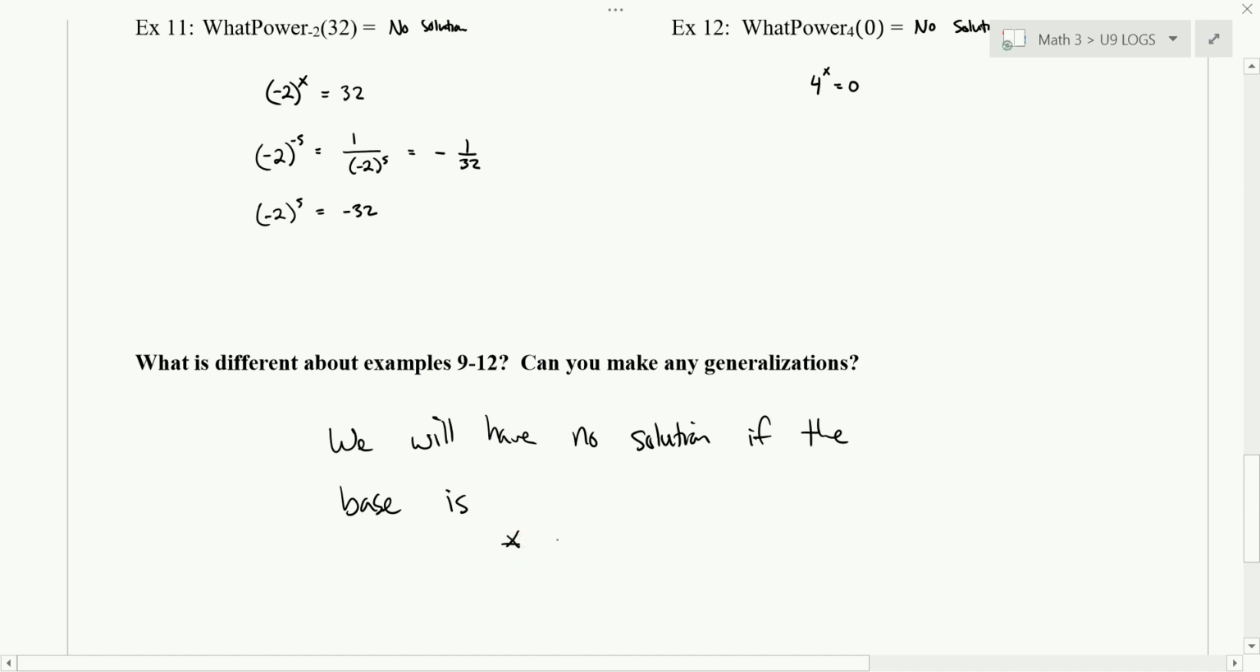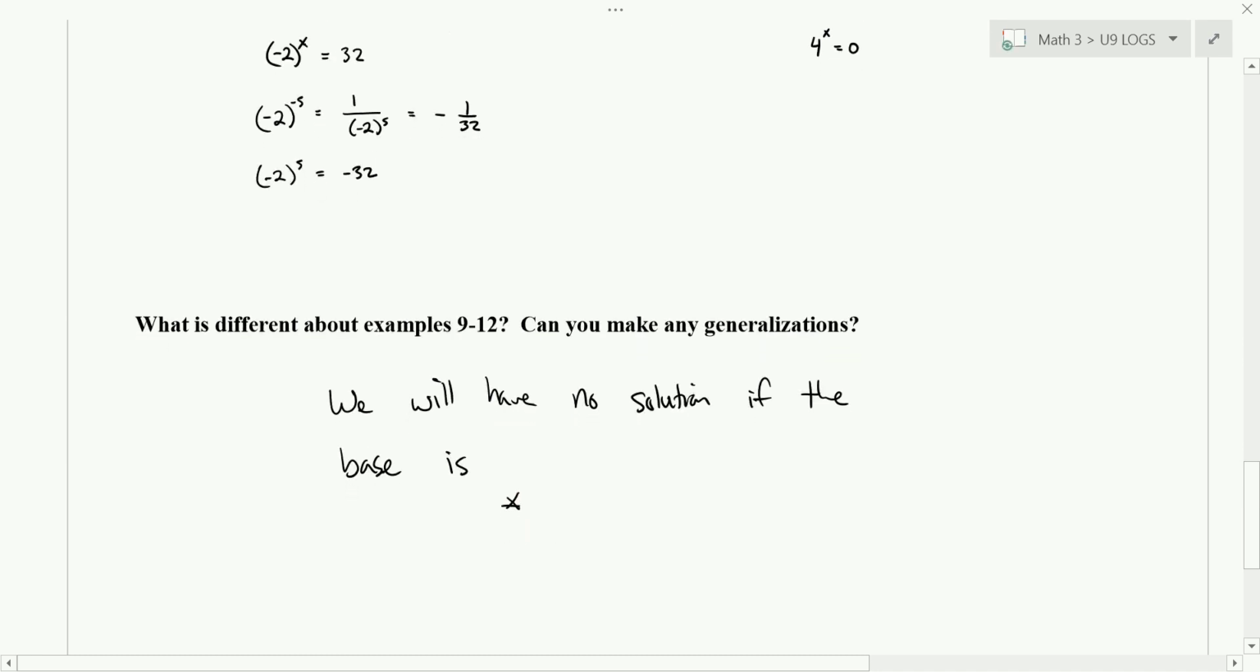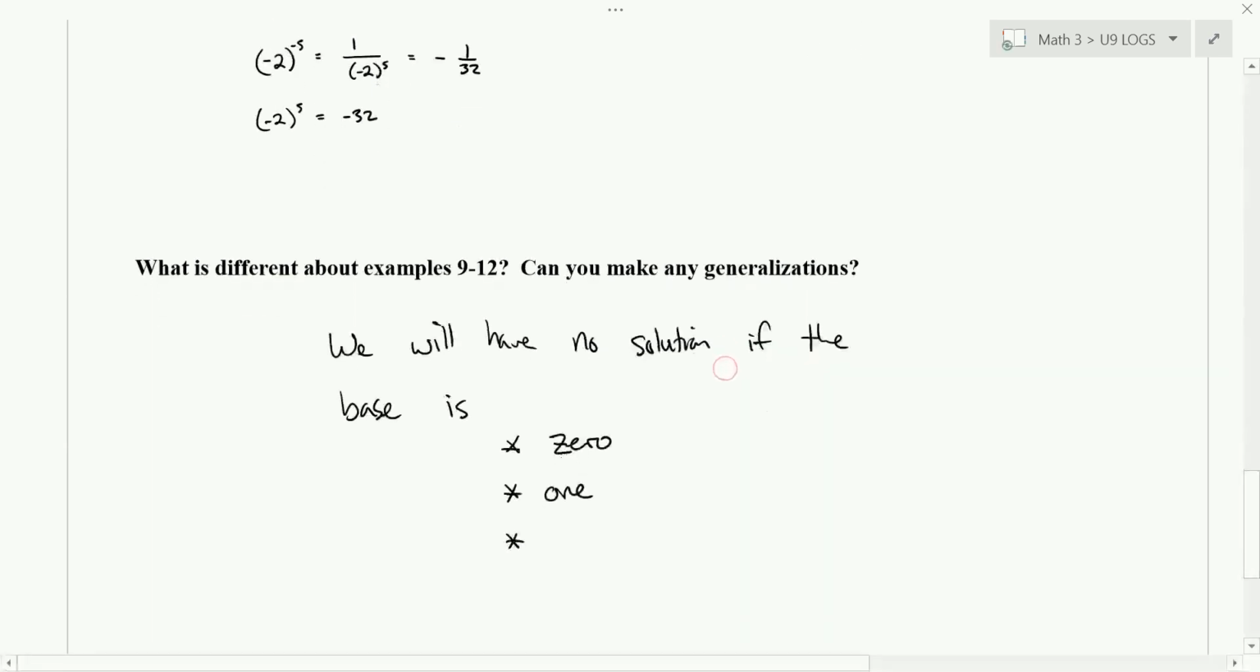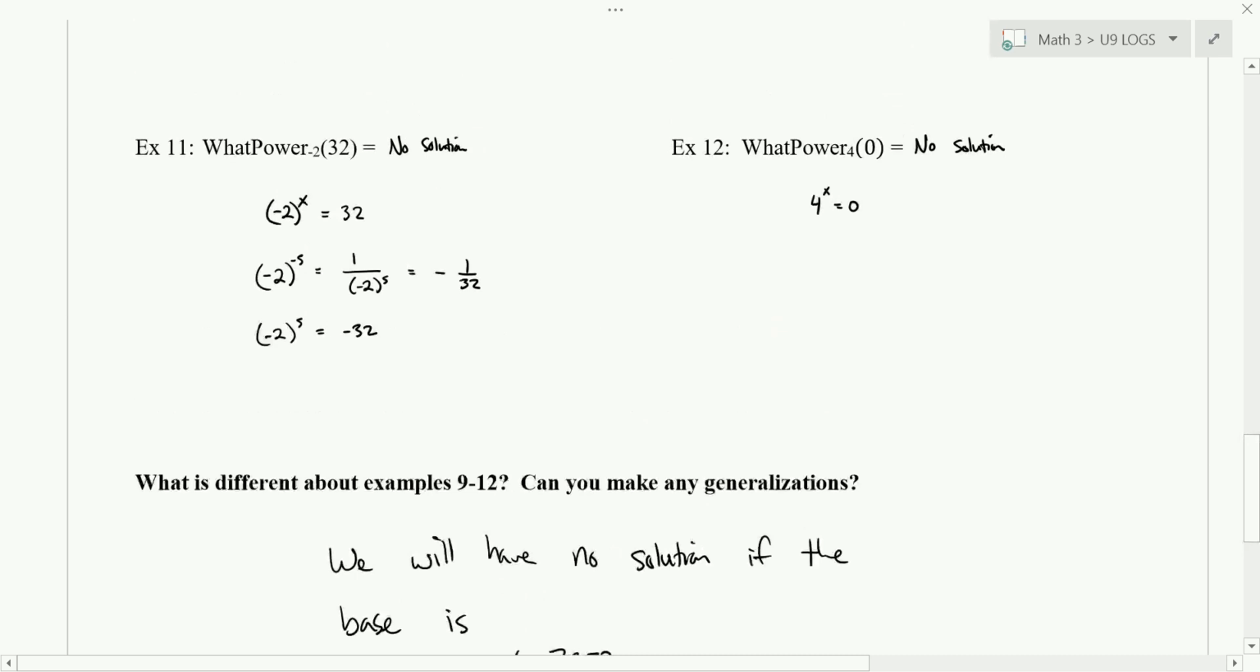So the base is a subscript. What's going to make it not work? If the base is 0, what else? The base is 1. Now, could it work if the base is negative? So if the base is negative, we're going to have to talk about two things. So we'll talk about this as the base, and we'll say this is the input, okay? So if the base is negative, and this will be our answer, okay?